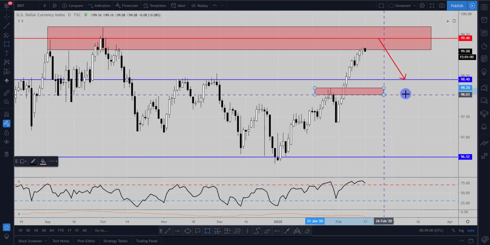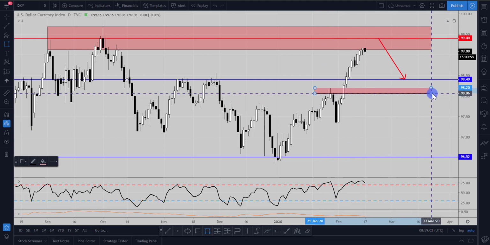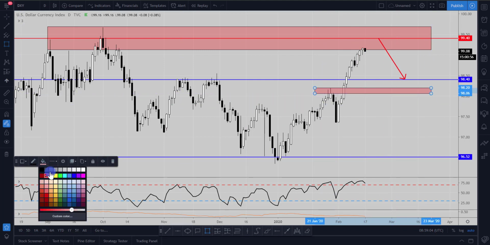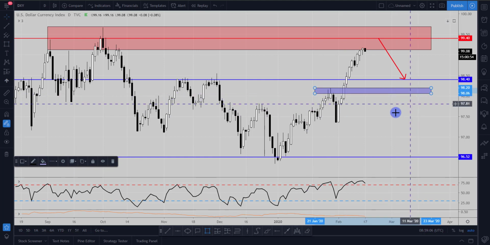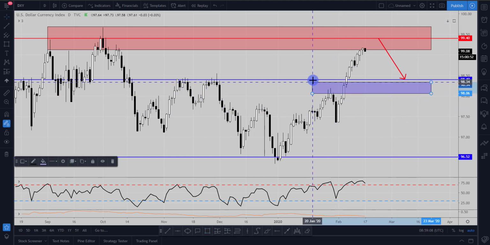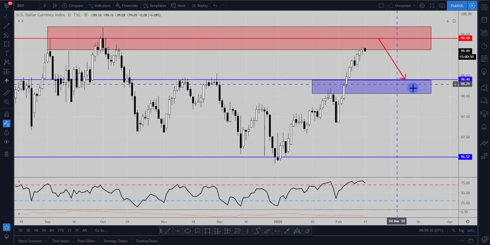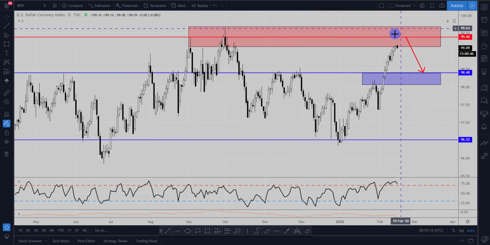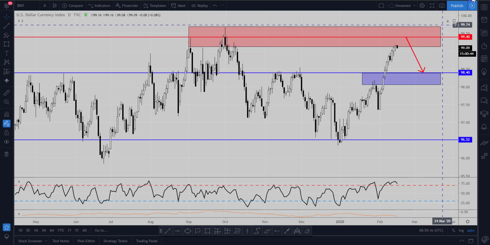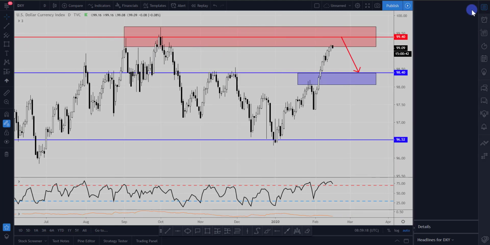Or even if we get down into this sort of 98.20 level, that to me would be a good area to look for these dollar signals to kind of continue. So anywhere in this sort of zone would be ideal for buying the US dollar. At the moment, we're in a resistance zone, so we could see that dollar lose a bit of strength.